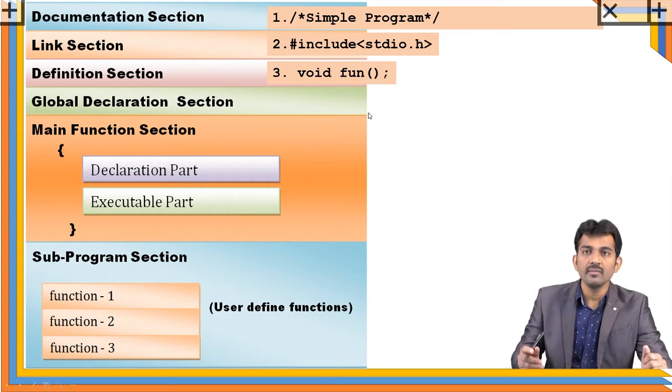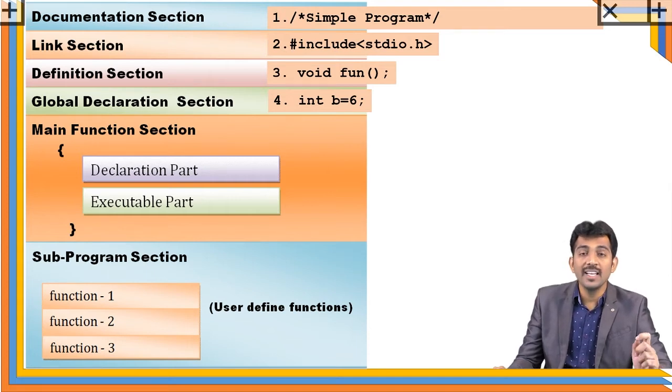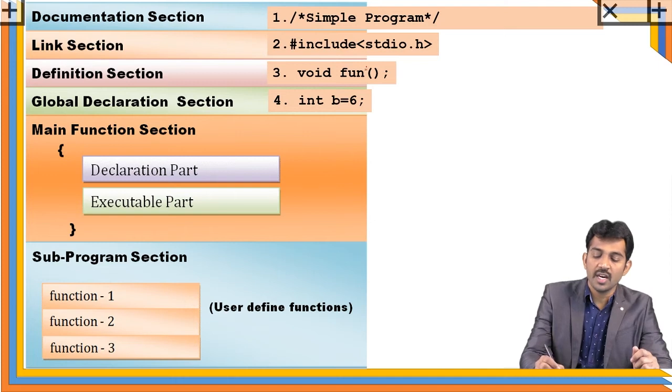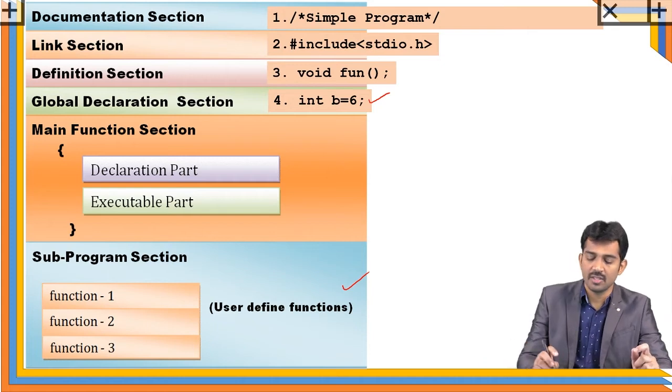Next, global declaration. Are you going to use any variables? If you declare a variable in the global declaration, that variable is available in this section as well as the subprogram section. In all the sections, the variable is available. That is called a global declaration.